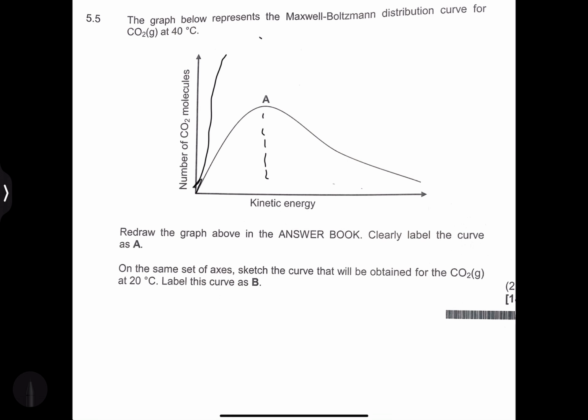Something like this, where your average kinetic energy is lower than the average kinetic energy of graph A. So this would be graph B that occurs at a lesser temperature. Please just keep this in mind. And of course, once again, you can go and look at our playlist on rates of reactions, and you should be able to get that information.